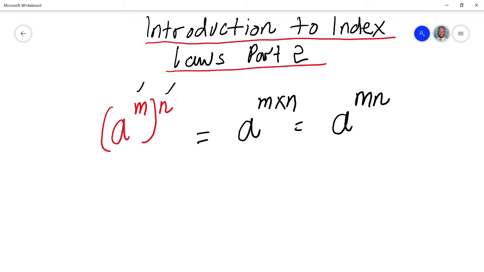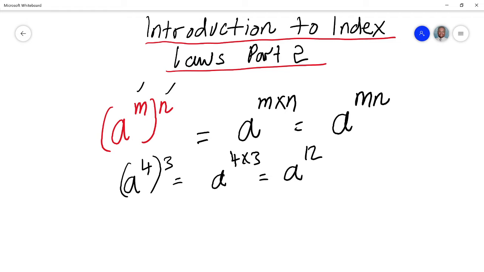Now let me give you a simple example to illustrate this. Suppose you've got a to the power 4, the whole thing to the power 3. That now becomes a to the power 4 times 3, which is a to the power 12. So that's what you're literally doing: you take the power inside, multiply by the power outside, and you get a to the power 12.